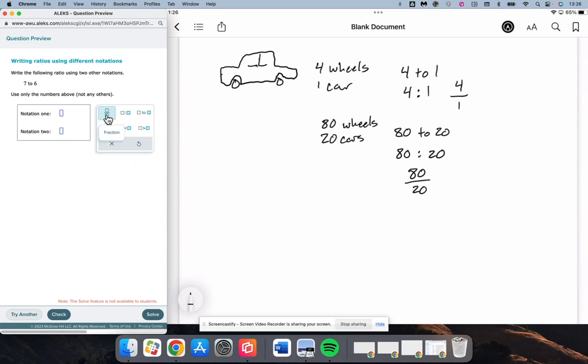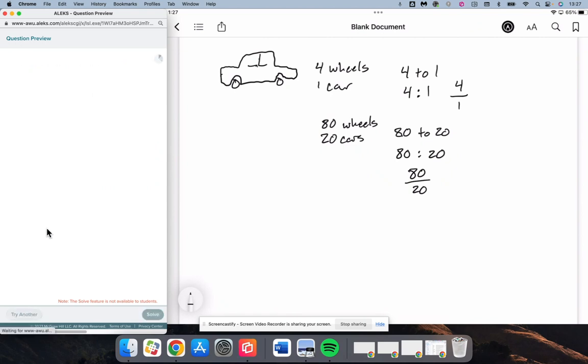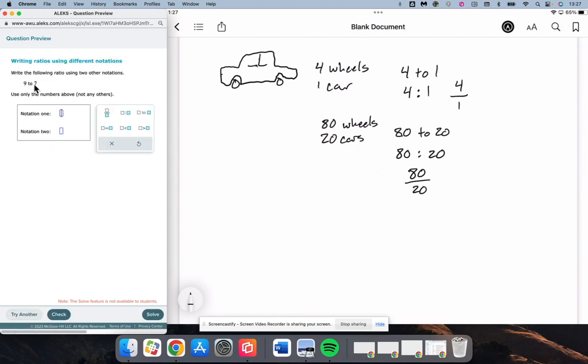Seven to 6, we need the fraction and the colon, so 7 to 6 or 7 over 6, and then a colon, 7 to 6. All right. One more, 9 to 7, we need the fraction, 9 over 7. And then we need the colon, just replaces the word "to", 9 to 7.